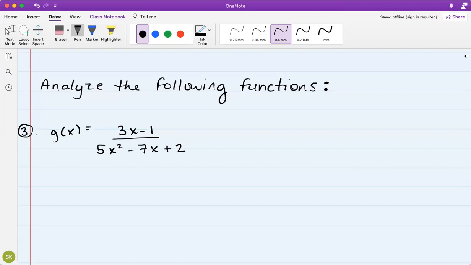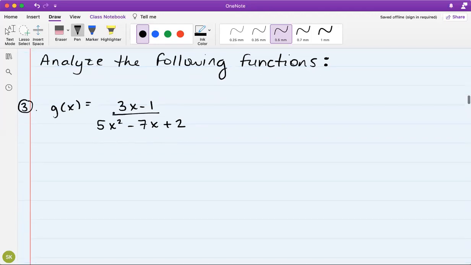We're going to do a few more problems and we're going to look at the graph of the function compared to some information that we're going to find. Eventually, we're going to learn how to graph these functions. So here's the first one I want to look at. G of x is equal to 3x minus 1 divided by 5x squared minus 7x plus 2.